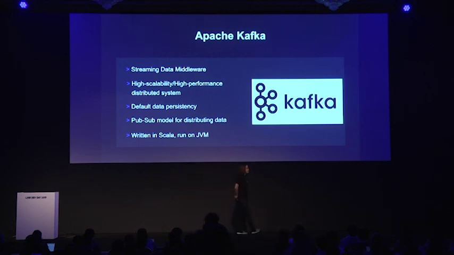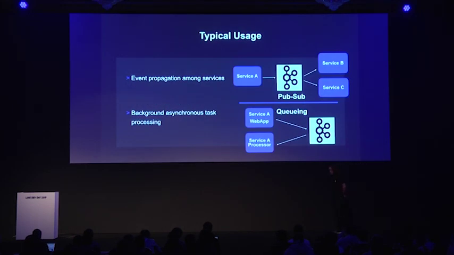To set the stage, how Kafka is used in what environment at LINE. Kafka is a streaming data middleware. It is a distributed system with high scalability and performance. The key characteristics of Kafka is data persistency incorporated by default and publish-subscribe-based data distribution model. Kafka server is written in Scala and runs in JVM.